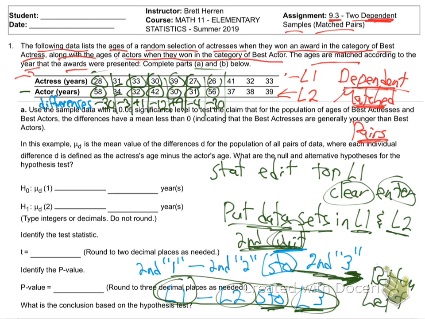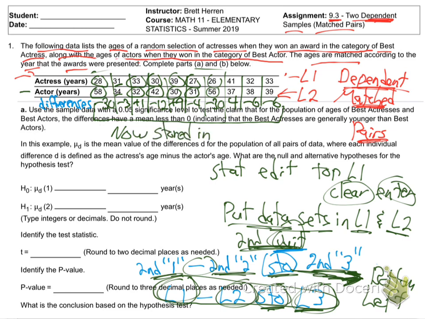And then back on the main screen, we're going to go second 1 minus second 2, store into second 3, which is L1 minus L2 stored into L3. So all these differences, 4, negative 6, and negative 6, are now stored in L3. You don't have to look at it, but you could go back, hit data and edit. You would see that now the calculator put into L3 these differences.